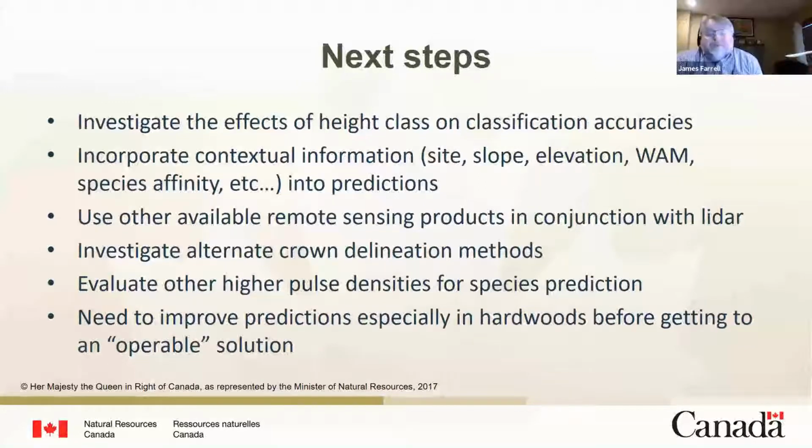So some next steps, I guess, are to look at the effects of height class on predictions, incorporate contextual information and other remote sensing products. And I think this is going to be really interesting, and I think we're going to see some big improvements there. We're going to investigate other crown segmentation approaches, such as those in the LiDAR package that I mentioned. And we're going to look at testing other higher pulse density data sets for predictions. So I guess the overall message is we need to improve prediction results, so some more research is needed.